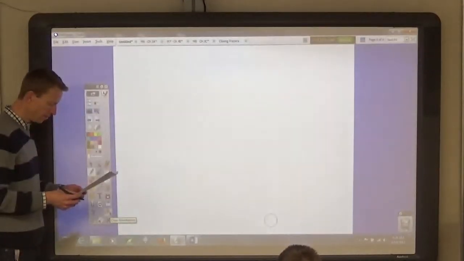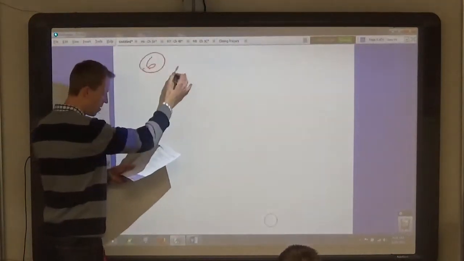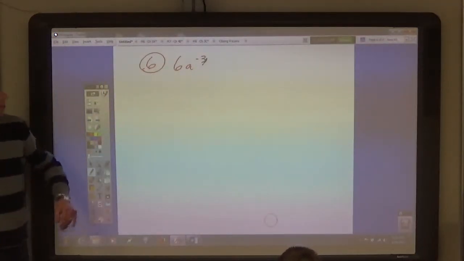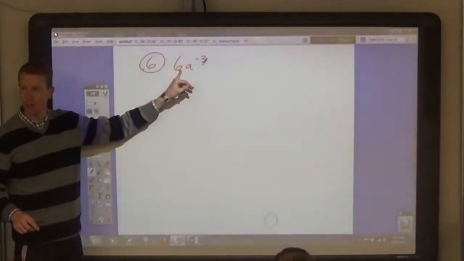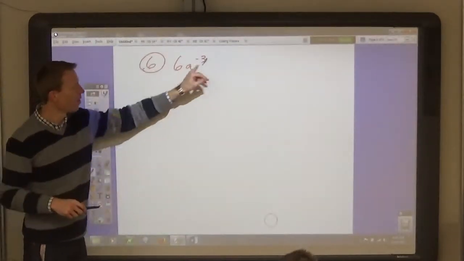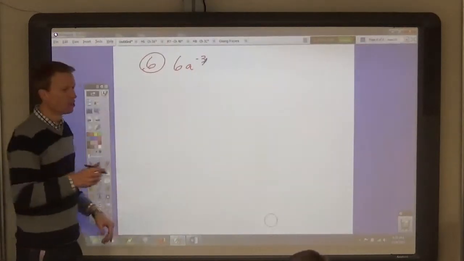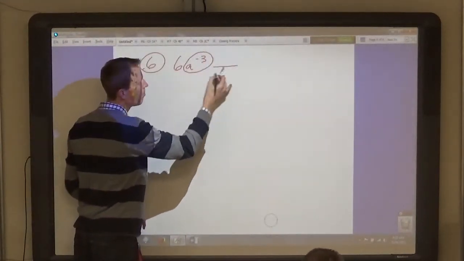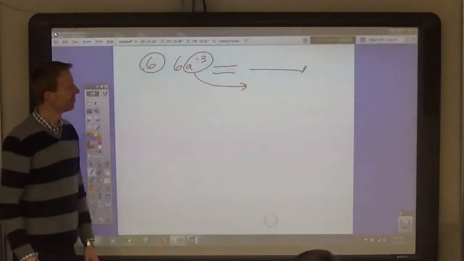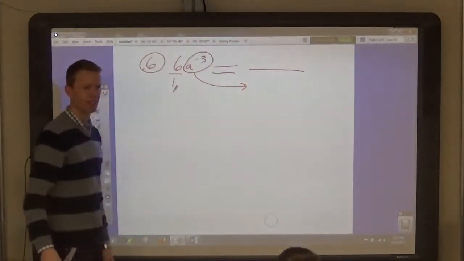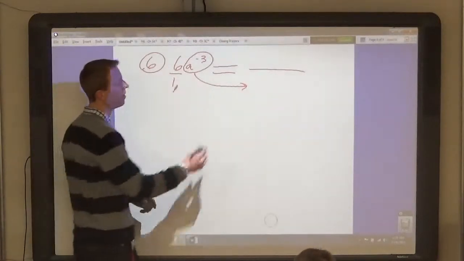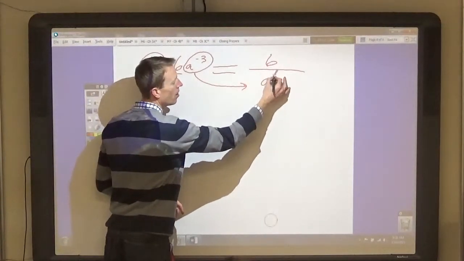Number 6. 6a to the negative 3. What's the base of this exponent? Does the negative 3 go with the 6? No, it's not in parentheses, is it? So remember that concept from a few days ago when we were talking about parentheses? It only goes with the a. So we have to move this to the bottom and leave the 6 on the top line. That's a whole number 6, 6 over 1. So this is 6 over a to the third power.